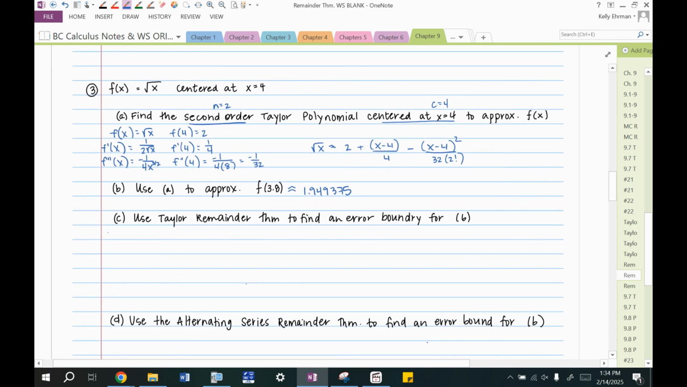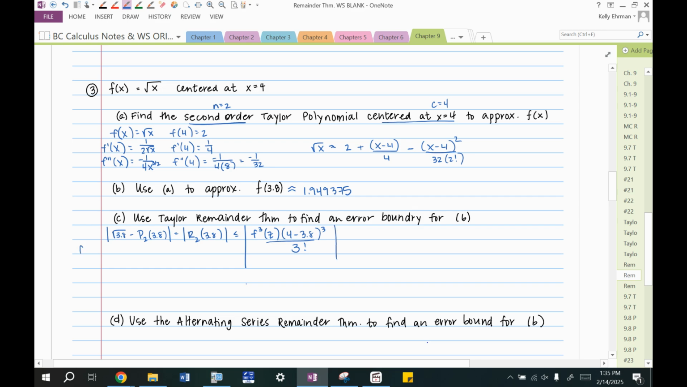So we want to find the difference between the square root of 3.8 and our second order approximation at 3.8. That's equal to the second order remainder at 3.8, which is supposed to be less than or equal to the third derivative at z, whatever that max value is, times 3.8 minus 4. But we're doing this in absolute value, so let me just spin it around so I don't accidentally put a negative, to the third over 3 factorial.